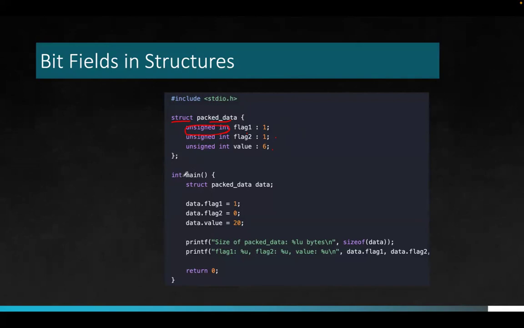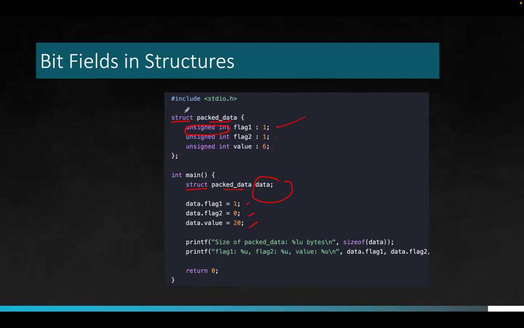Now, in the main function, struct packed data. This is a packed data structure, and we are creating a variable for this structure, data. To access the first member, since it's not a pointer or reference, I can use the dot operator: data.flag1. So I assign flag1 equal to 1, flag2 equal to 0, value equal to 20. Then what will happen if I read it?